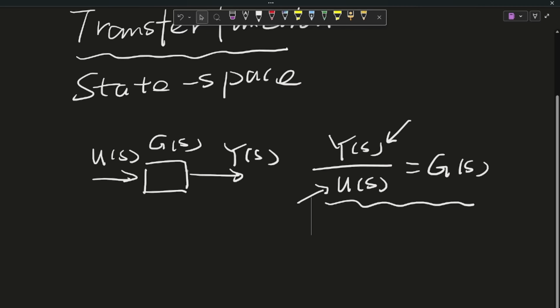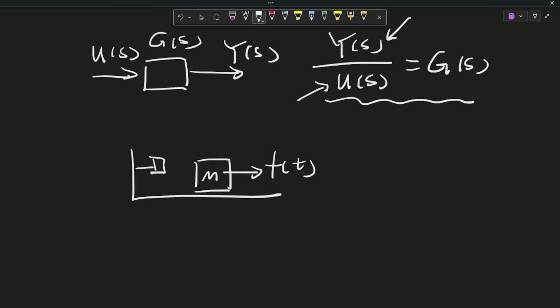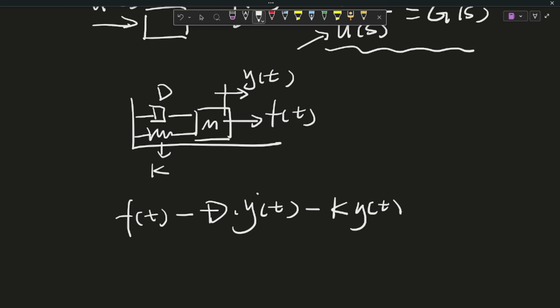Let's use a specific example to illustrate this. Here we have a slider with a mass m. It receives an input force, F(t). The damping coefficient is d, the stiffness is k, and the displacement is y(t). Then its equation of motion can be expressed as follows. F minus d times y dot minus k times y equals m times y double dot.